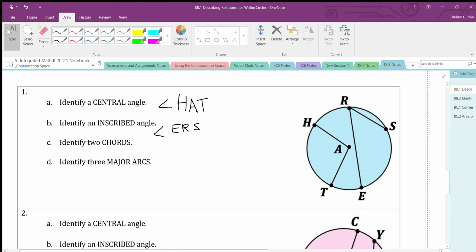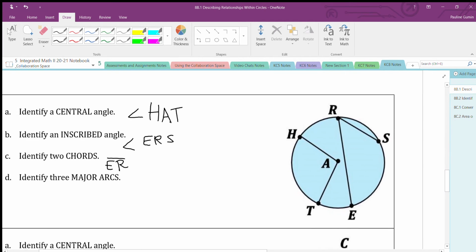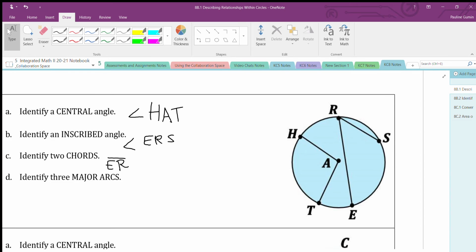So let me zoom in so I give myself enough space. ER. It's a segment, right? It starts and stops. It's a line. Therefore, I use a line over it. The second chord that I see is the chord RS. It starts and stops on the edges of the circle. It's a segment.